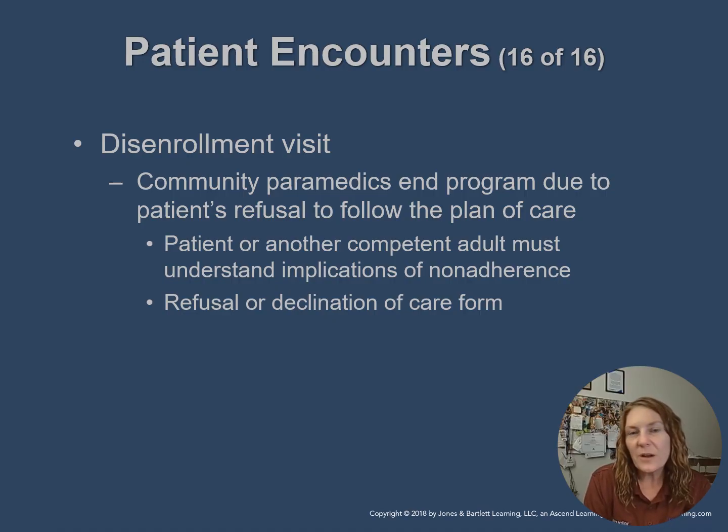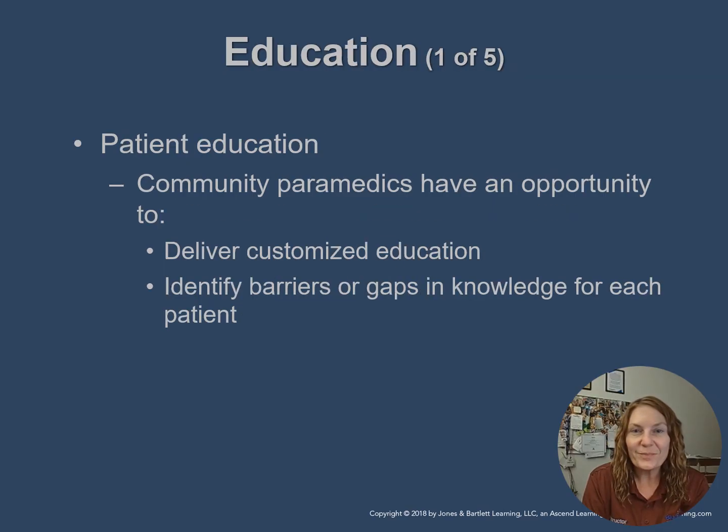Depending on the community paramedicine program, the patient may sign a refusal or declination of care form if possible. This form may contain warnings such as a formal against medical advice acknowledgement, much like those found on our EMS refusal of care forms. The precise format is going to differ for each program, and it's going to depend on local, regional, and state protocols and laws.